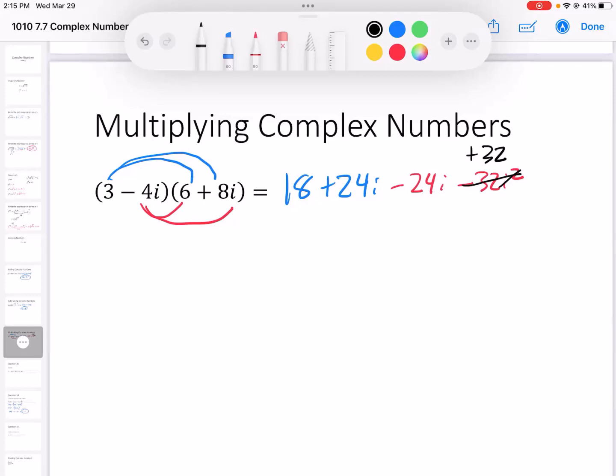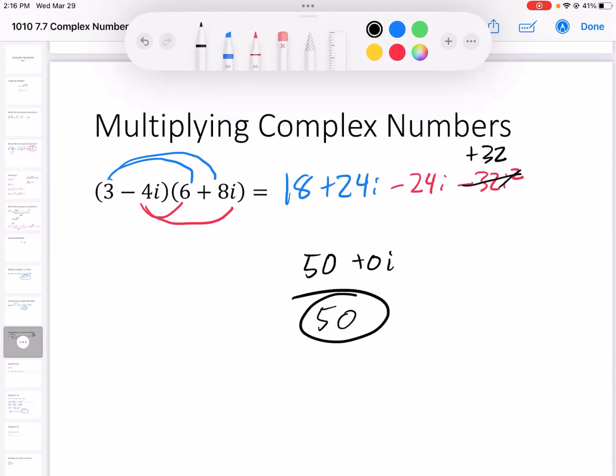And so then we just combine like terms. 18 plus 32 is going to give me 50. And then 24i minus 24i will give me 0i, which I could just write my answer as being 50. So in this particular case, they cancel each other out, but that won't always be the case. Sometimes you'll end up with 7i or something like that. Any questions on multiplying complex numbers?